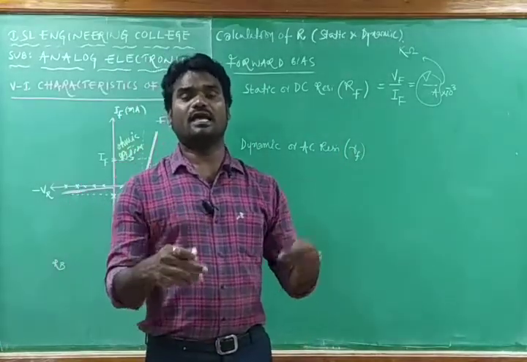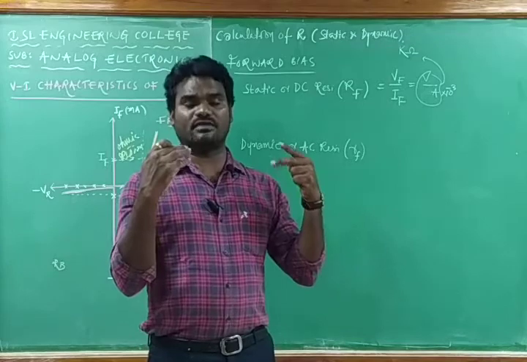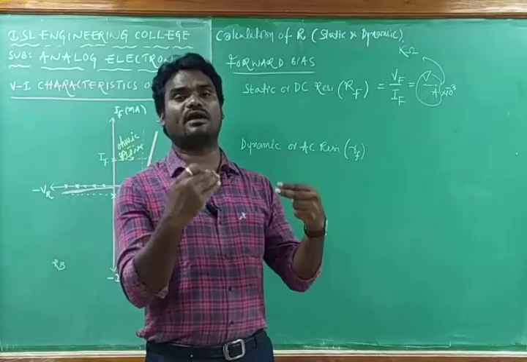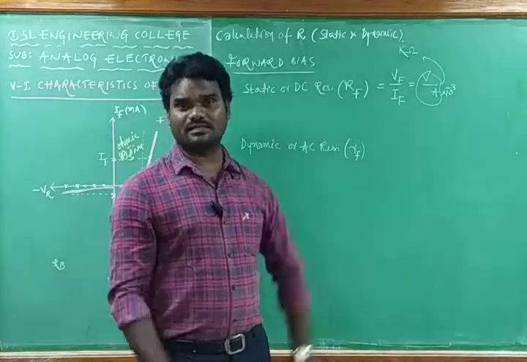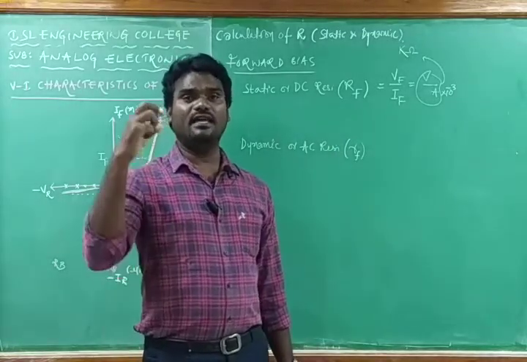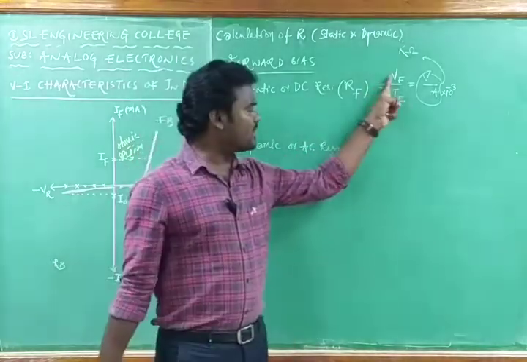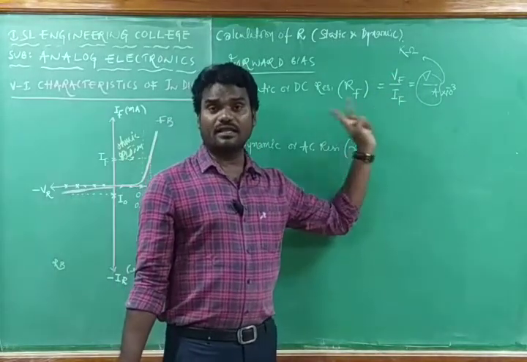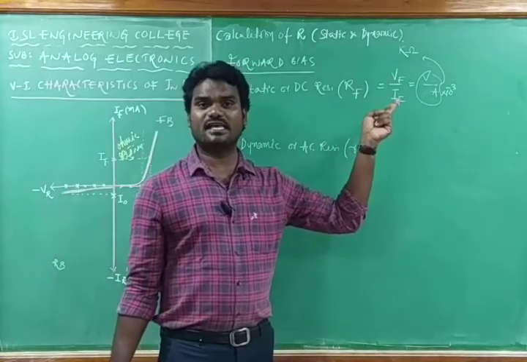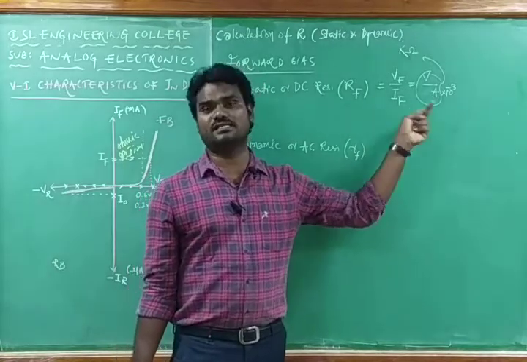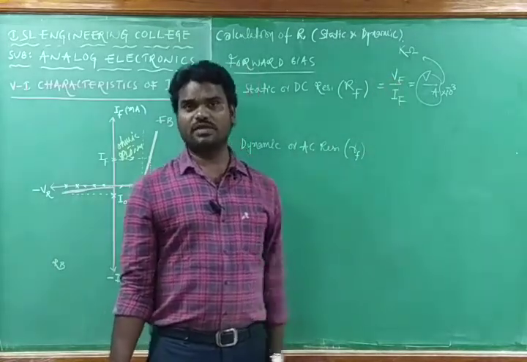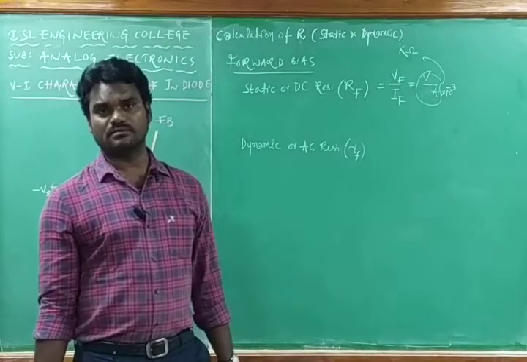The resistance at one particular point of voltage and current is called the static resistance. We have defined the resistance at one particular voltage and current, that is the static resistance, and the unit for the static resistance in forward bias mode is kilo ohms. Kilo means 10 power of 3.